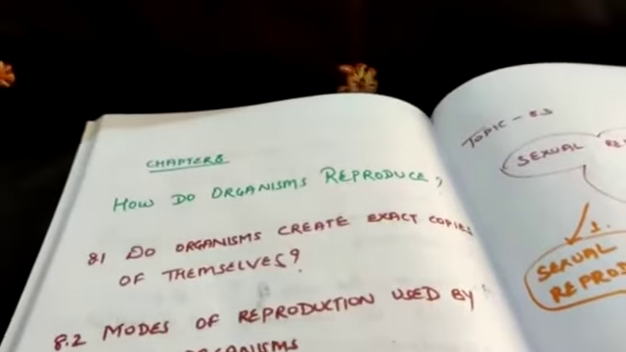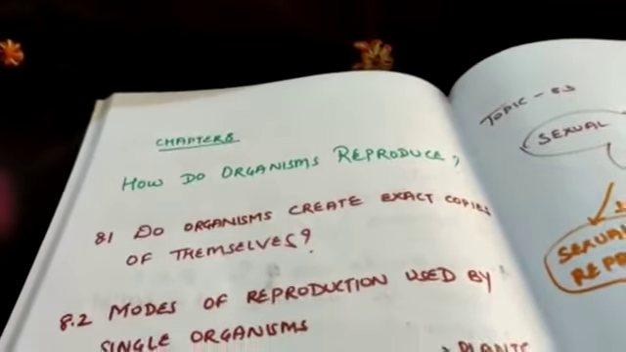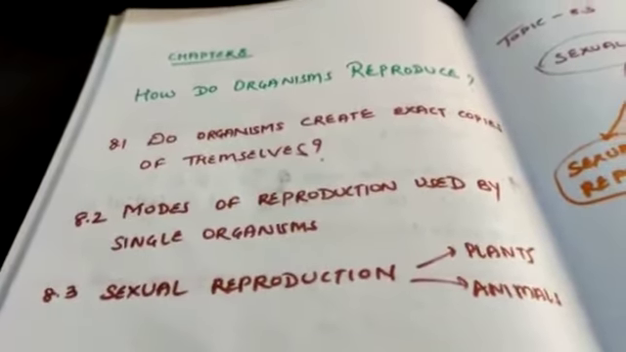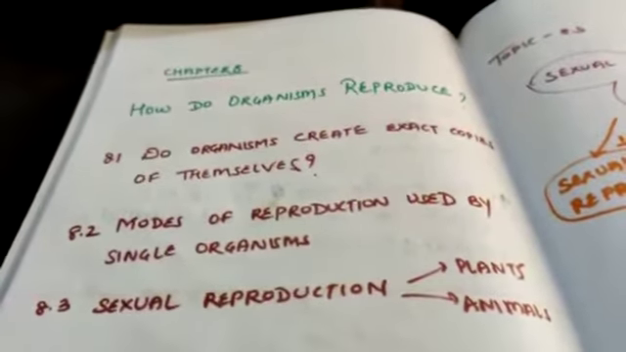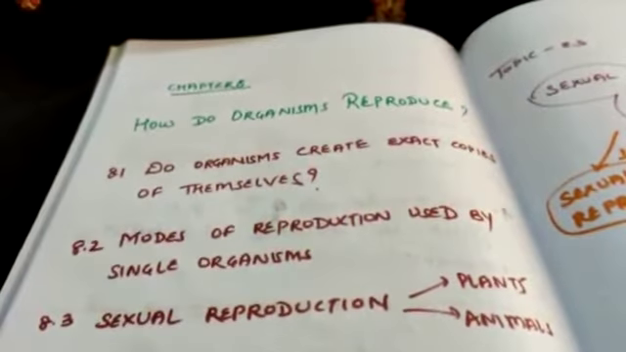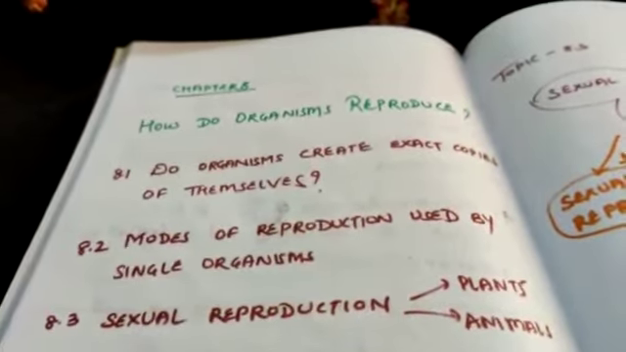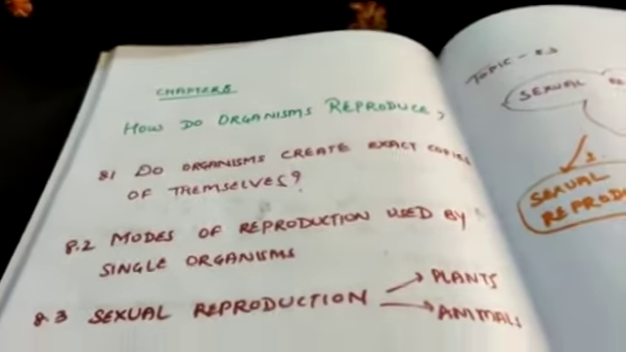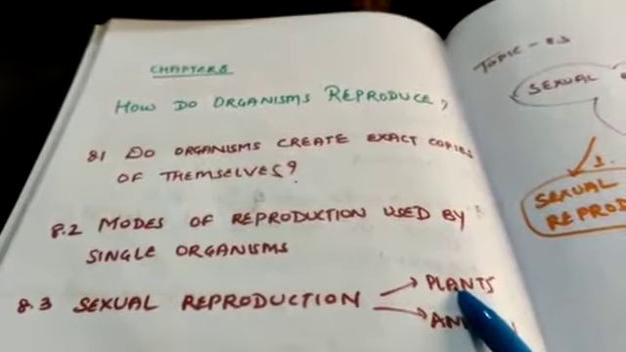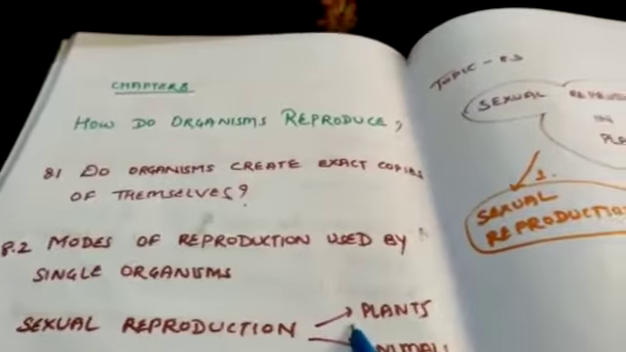Good morning, 10th class. Today we are dealing with chapter number 8 and the name of the chapter is How do organisms reproduce? In this chapter we have a total of 3 topics. We have already completed 8.1, 8.2 and today we are going to complete 8.3, sexual reproduction in case of plants, right? So this is your video number 3 related to sexual reproduction in plants.